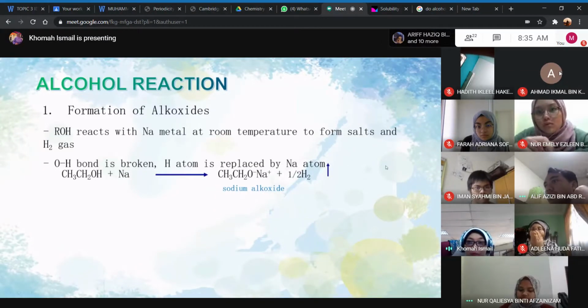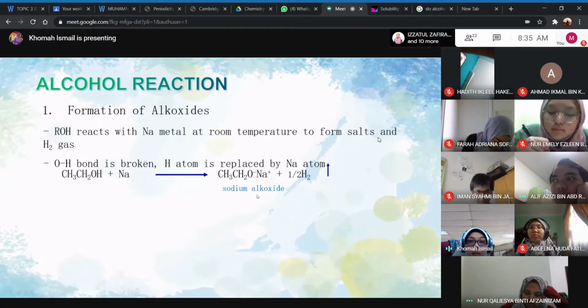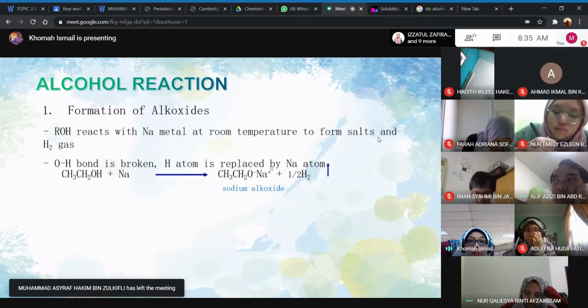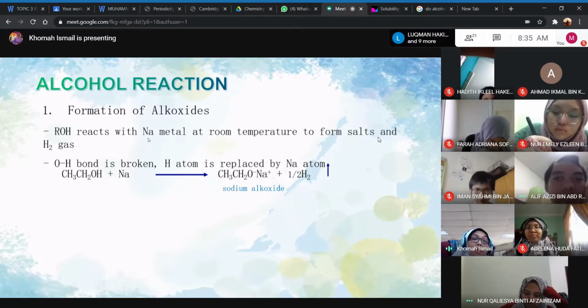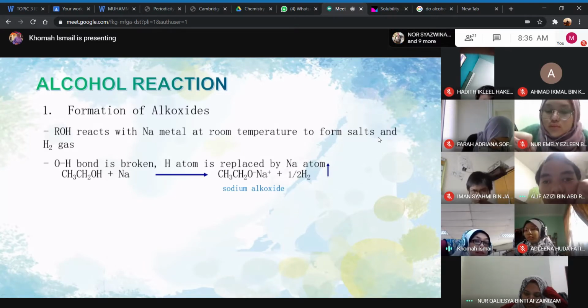Okay, so it will form salts. Okay, a very soluble salt. So this one, that is what we call alkoxide. Because it is attached to sodium, the metal we usually use is a group 1 metal. Very seldom do we use a group 2 metal. Most of the time it's sodium or potassium.